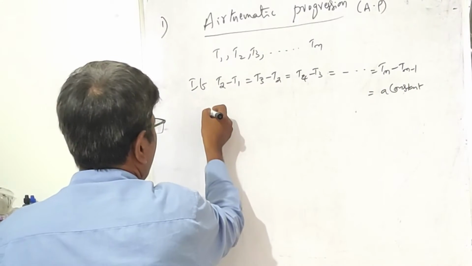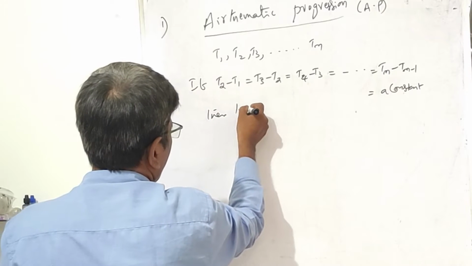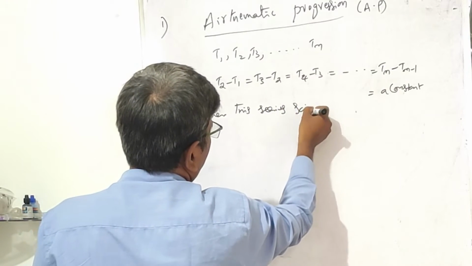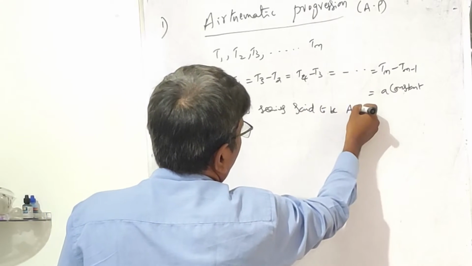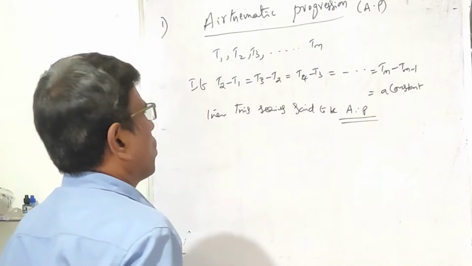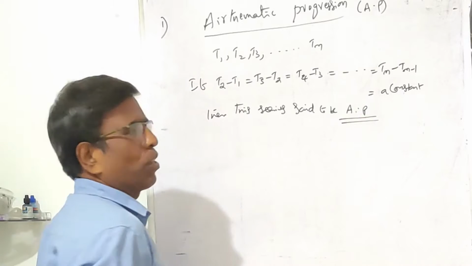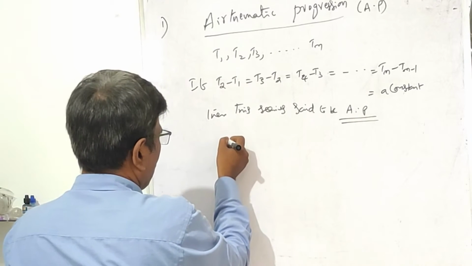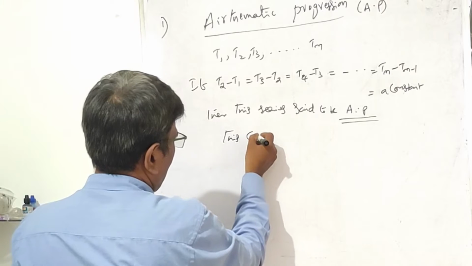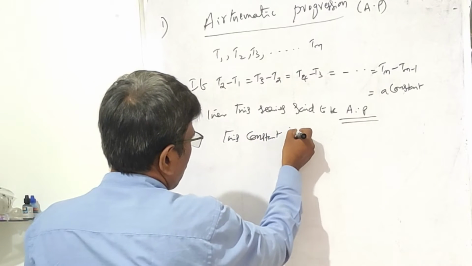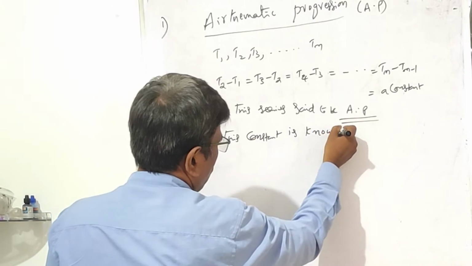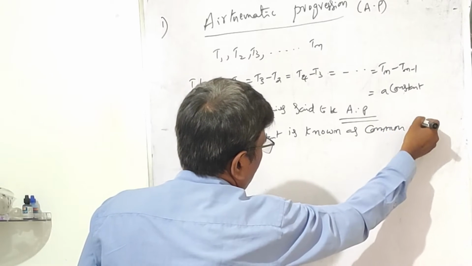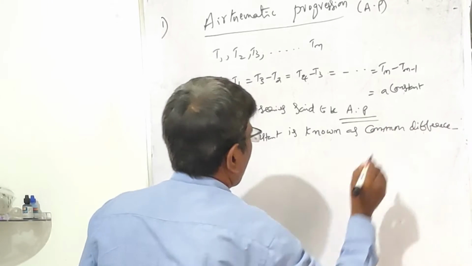Then this series is said to be an arithmetic progression. That's very important. So arithmetic progression means this constant is known as the common difference. So this is useful, right?